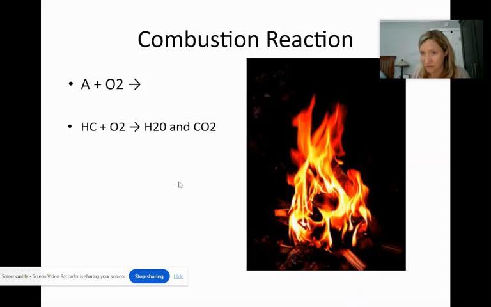I don't have a clever analogy for this one, but those are the types of reactions, kind of food and celebrity style. I hope you enjoyed.